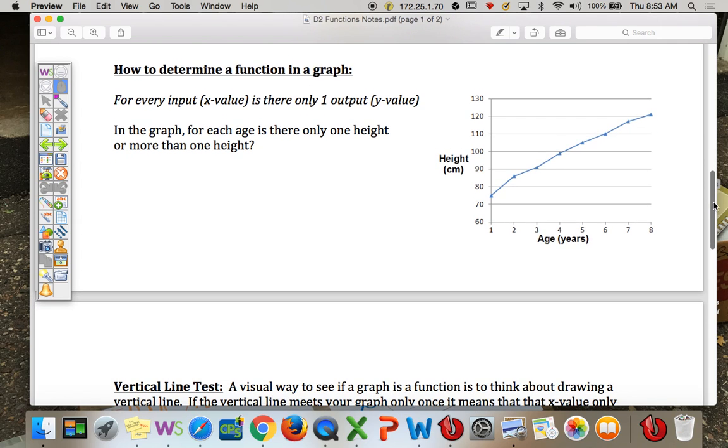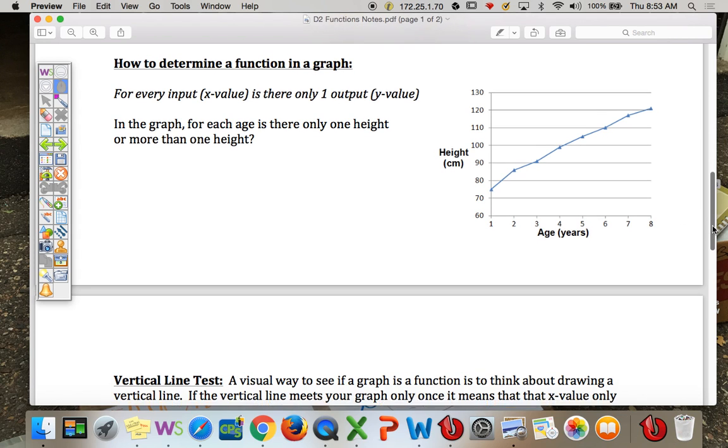So if we take a look at the first example, we have someone's age in years and their height. And if you notice at 3, according to the graph, they're just one height. At 2, they're just one height. At 1, they're just one height, and so on.